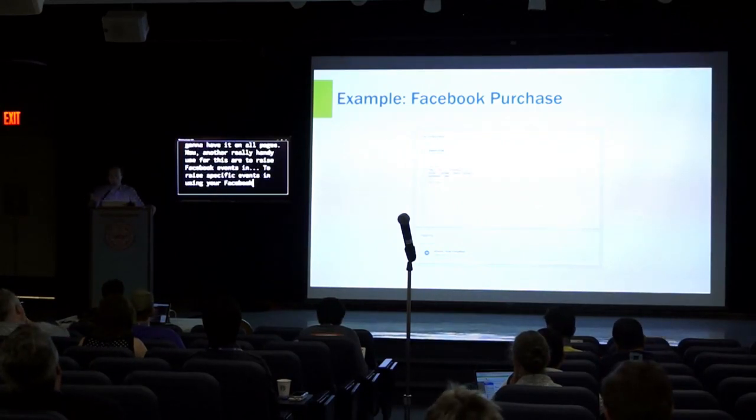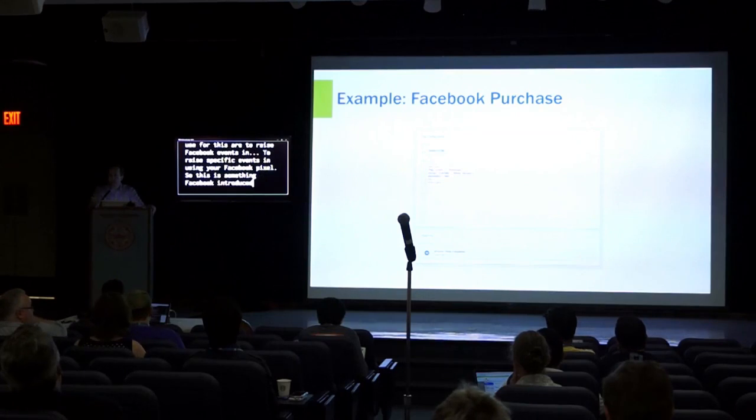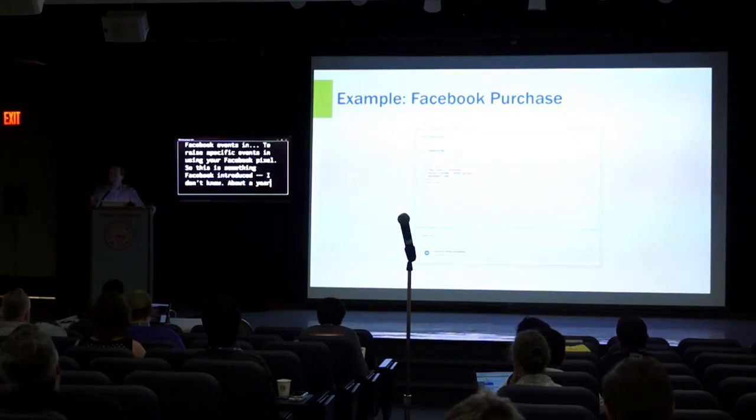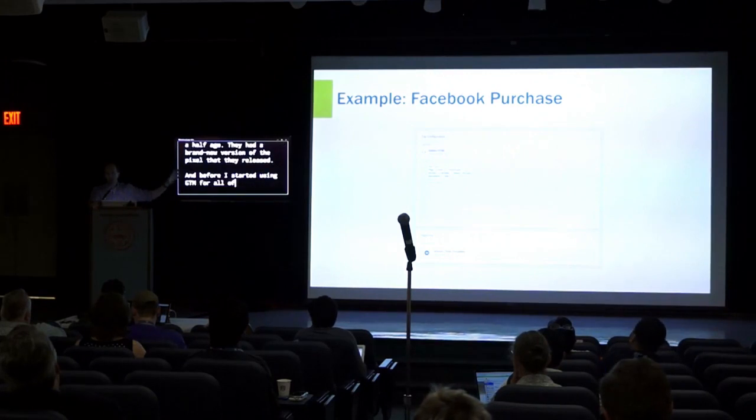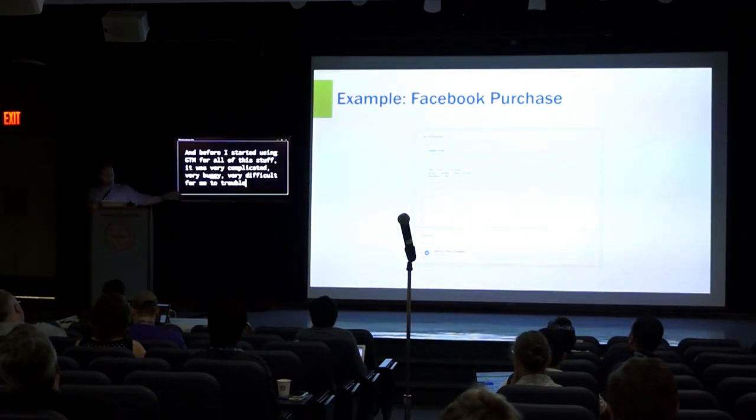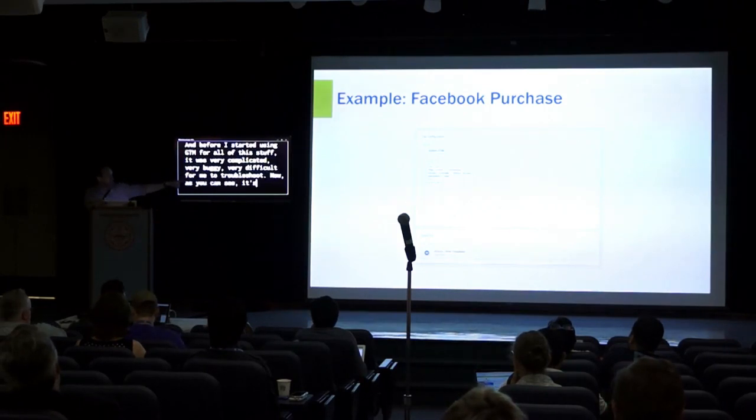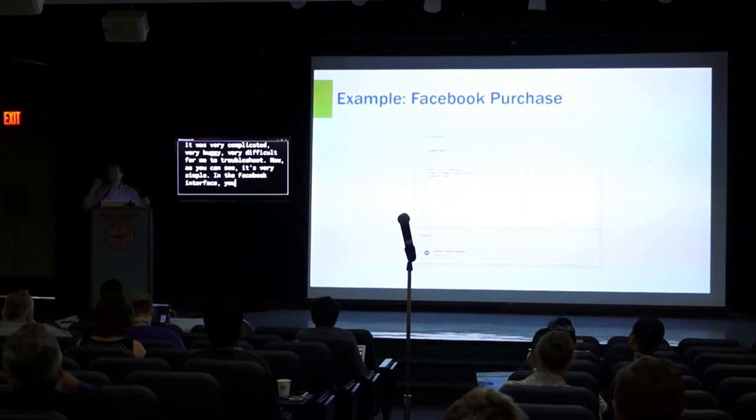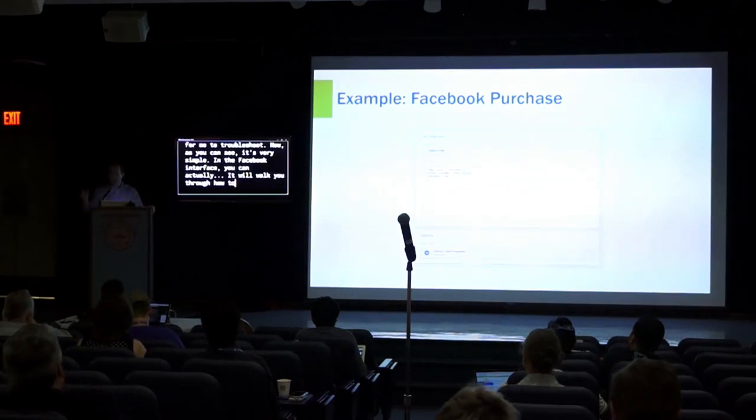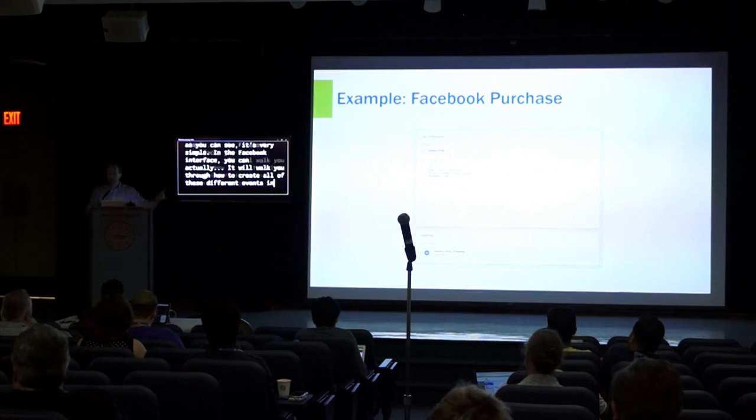So this is something Facebook introduced, I don't know, about a year and a half ago. They had a brand new version of the Pixel that they released, and before I started using GTM for all of this stuff, it was very complicated, very buggy, very difficult for me to troubleshoot. Now, as you can see, it's very simple. In the Facebook interface, it will walk you through how to create all of these different events in Google Tag Manager, and then it'll give you the code. You just copy it and paste it in here.